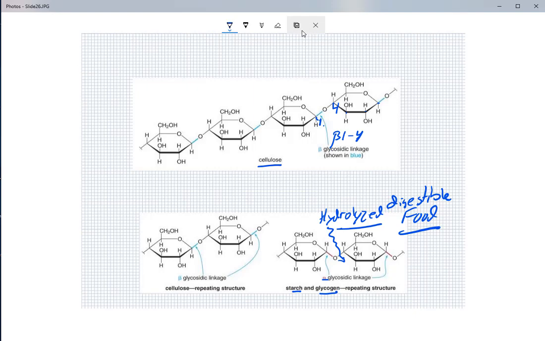And in fact, even cows and horses and whatnot lack this enzyme, but they have a much more complicated digestive system, and they have bacteria in their gut that actually hydrolyze this bond. So they're able to get some energy from cellulose, from eating leaves and grasses and whatnot, whereas we can't. We have to only rely upon starches for that.